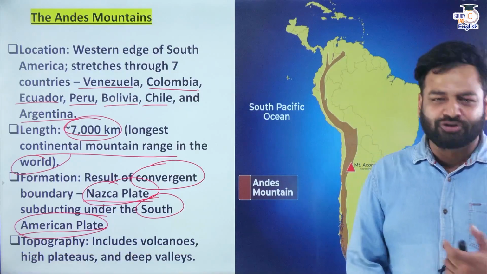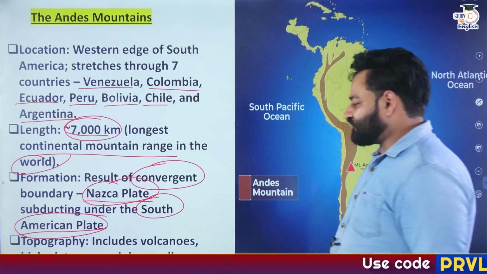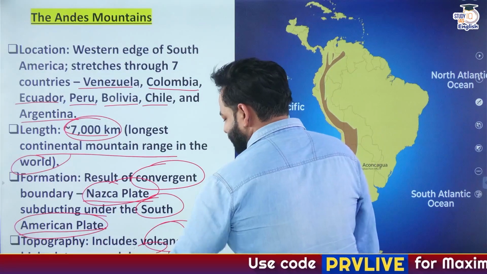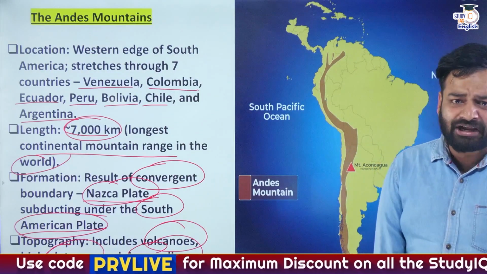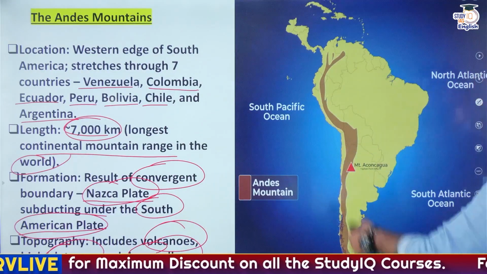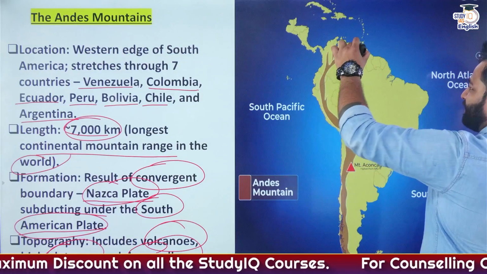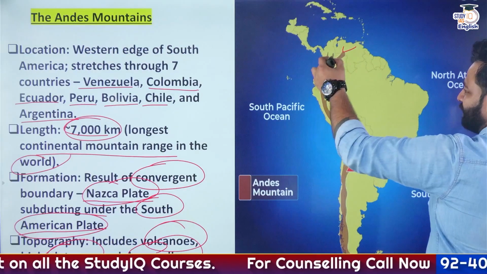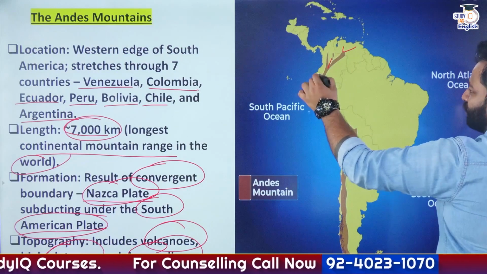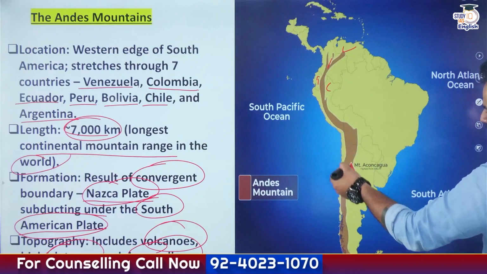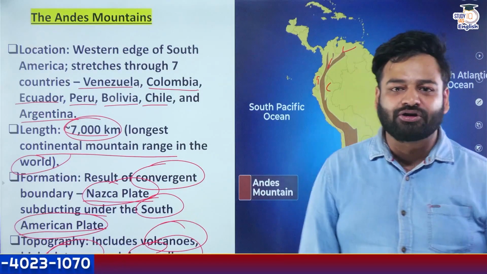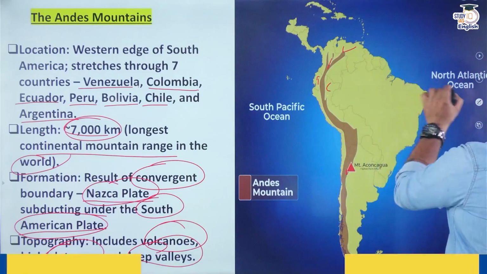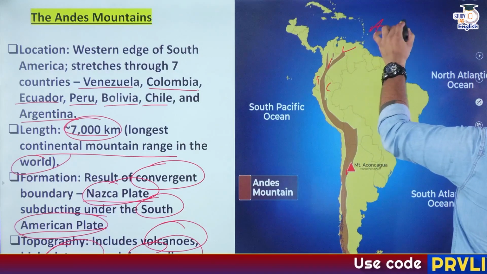And finally, talk about the topography. It is rich in volcanoes, deep valleys, as well as high plateaus of this globe. As you can see, from north to south, starting from Venezuela, going ahead with Bolivia, Peru, Ecuador, touching the areas of Argentina and Chile, this is where the Andes Mountains come in.